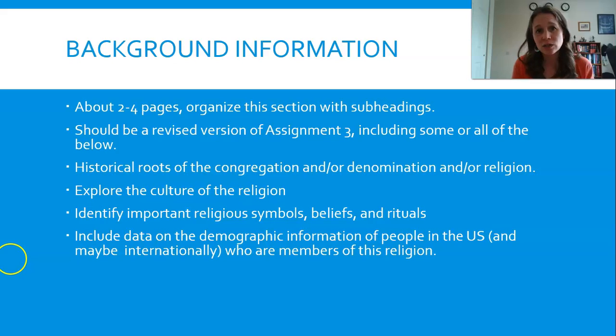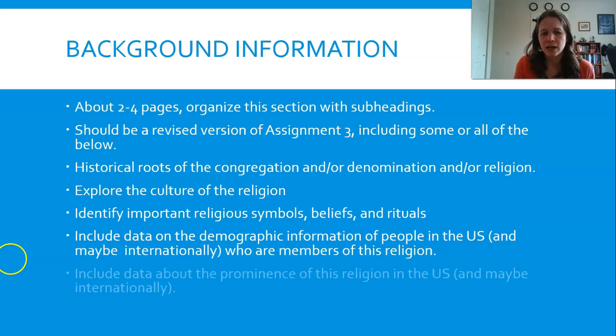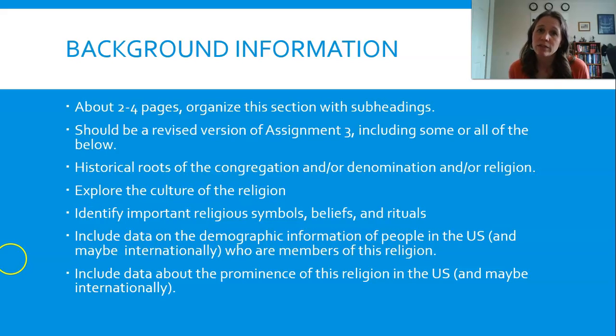And then you might include some data. Data might involve demographic information of people in the US who are members of the religion. You might also include international data. I think that's optional here if it makes sense for your paper. It might make sense if there's a lot of folks from that religion, or to show where the religious denomination originated from. That might be more interesting to include. And then data about the prominence of the religion in the US. All of this type of stuff should come from the ARDA.